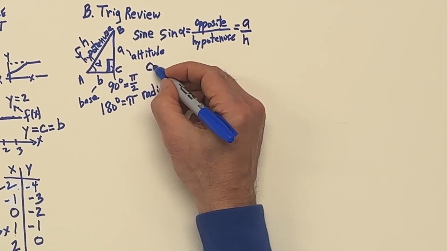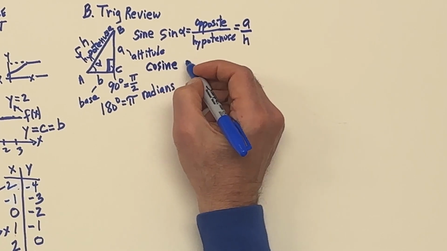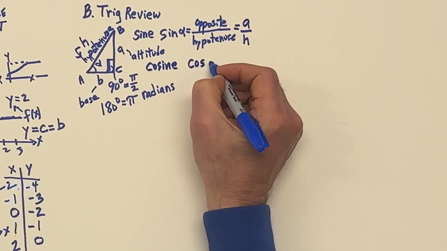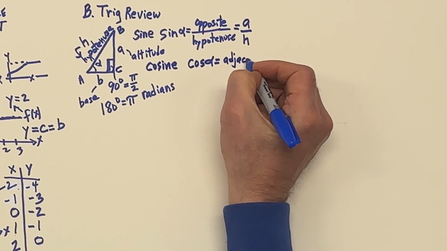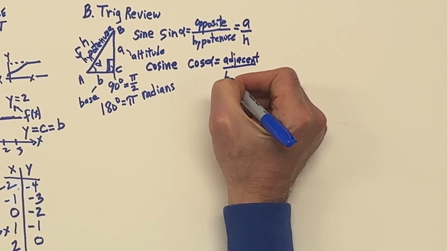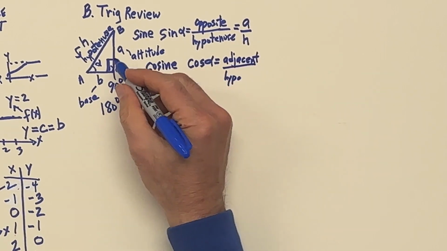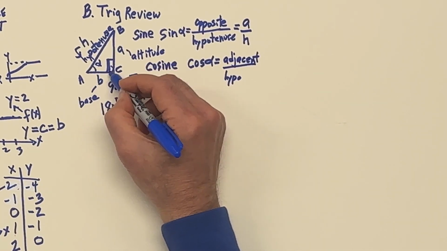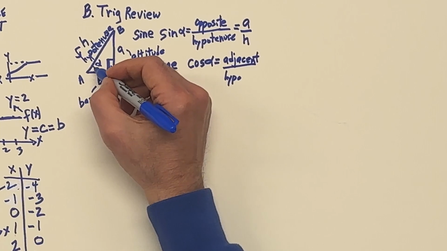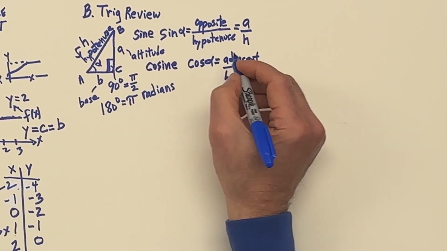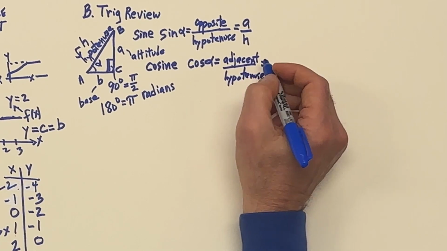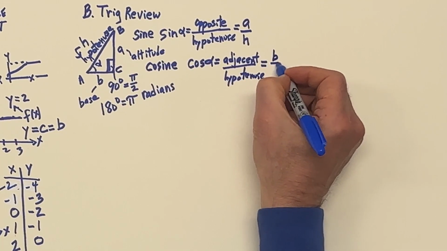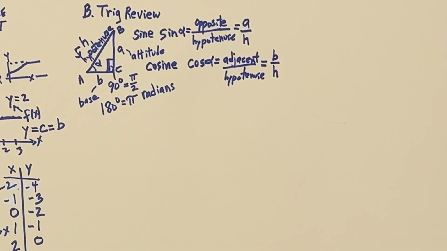And then the definition of the cosine, which we abbreviate as COS, alpha, that's equal to the adjacent side over the hypotenuse. It's the other side. We have the opposite side and then the adjacent side. I like to find the opposite side first, and then the other one's the adjacent side. Hypotenuse, and that would be B over H. So these are basic definitions.